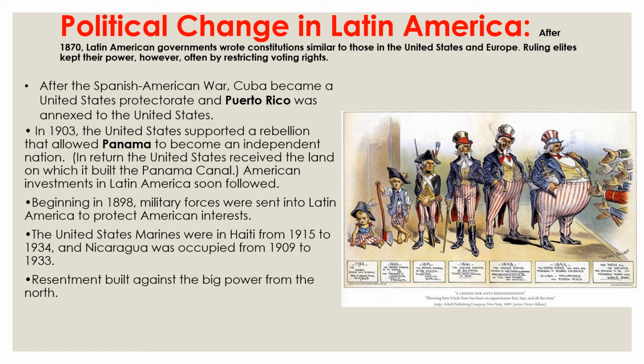The United States Marines were in Haiti from 1915 to 1934, and Nicaragua was occupied by the United States from 1909 to 1933, all to protect American economic interests. So even though we did not outrightly control those areas, we really did economically control those areas, and we would prop up rulers in those areas that would ultimately cooperate with us to maintain our economic interests in the region. Resentment built against the big power from the north ultimately, and this will cause friction as we move deeper into the 20th century.